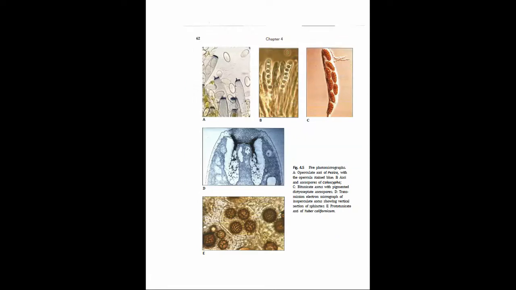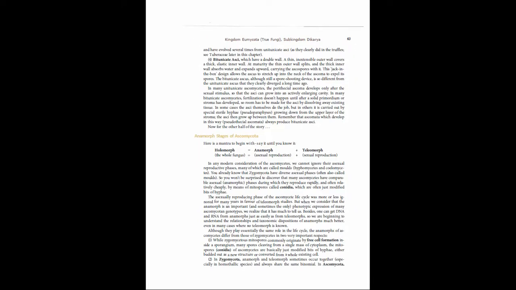Yet perhaps because they are found in several otherwise rather different orders, it seems likely that they represent a secondary condition, and have evolved several times from unitunicate asci, as they clearly did in the truffles. See Tuberaceae later in this chapter. Fig 4.5. Photomicrographs. A. Operculate asci of Pezizа, with the opercula stained blue. B. Asci and ascospores of Colossypha. C. Bitunicate asci with pigmented dictyoseptate ascospores. D. Transmission electron micrograph of an operculate ascus showing vertical section of sphincter. E. Prototunicate asci of Tuber californicum.